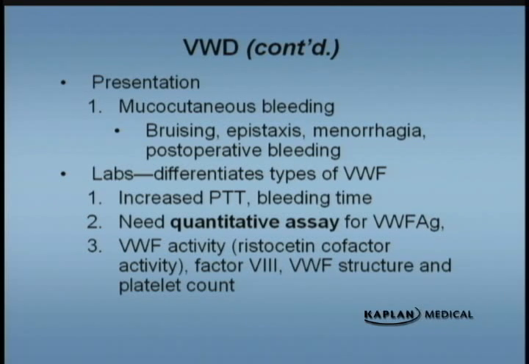Labs will help you differentiate the types of von Willebrand disease. You will have an increased PTT and an increased bleeding time, but the best test is going to be a quantitative assay for the von Willebrand factor antigen. You can also get activity and do a ristocetin cofactor activity. Also get other factor levels because you want to rule out other diseases.